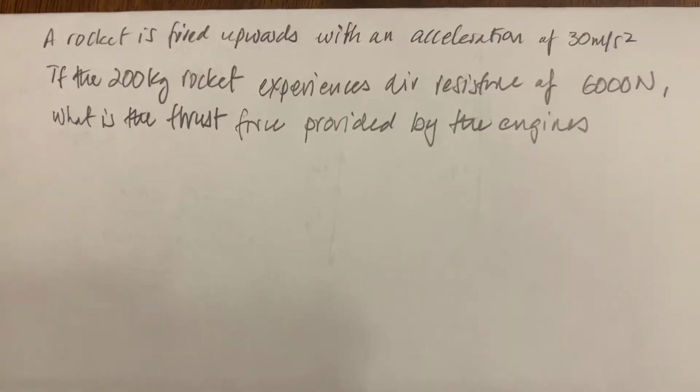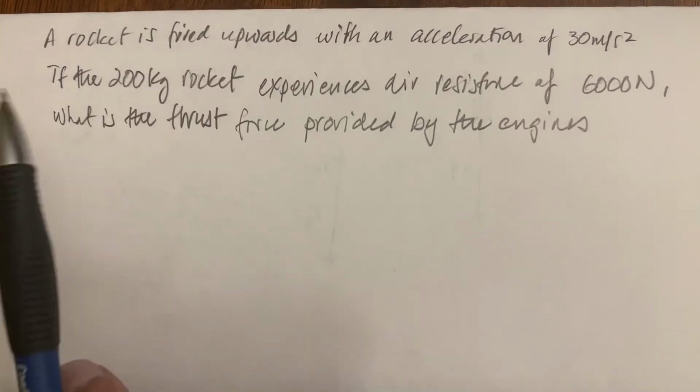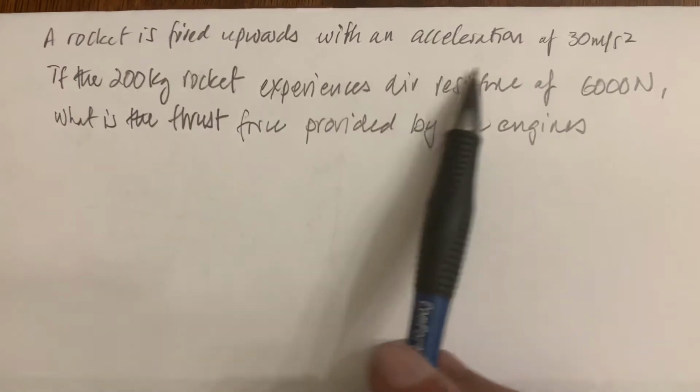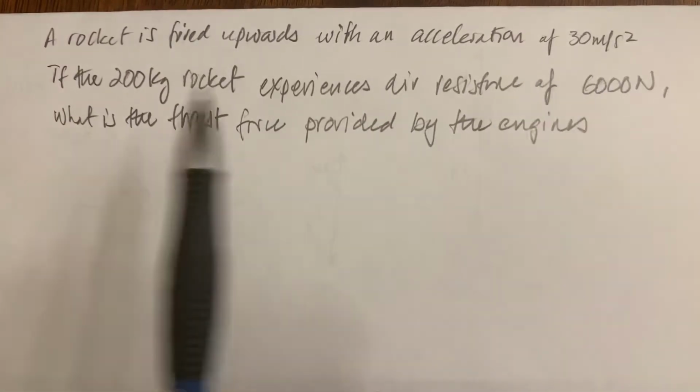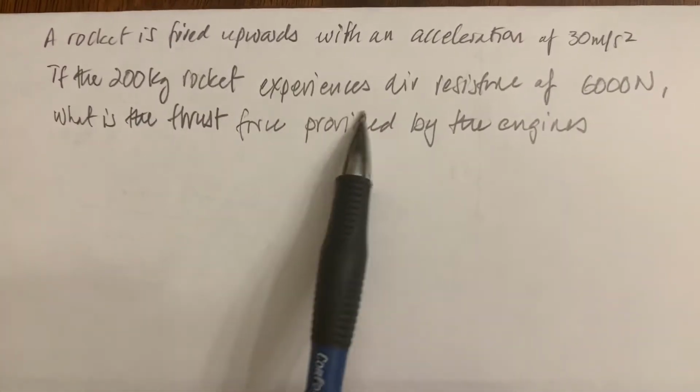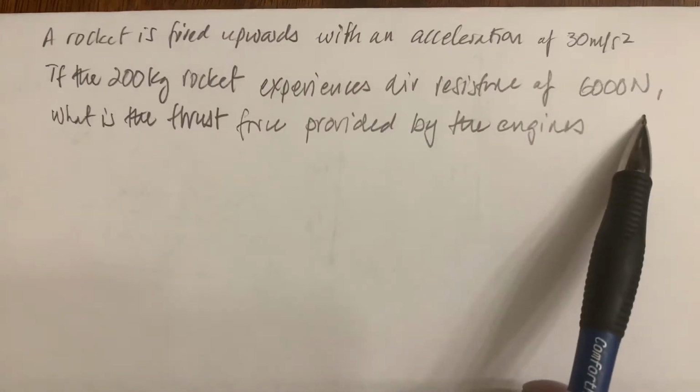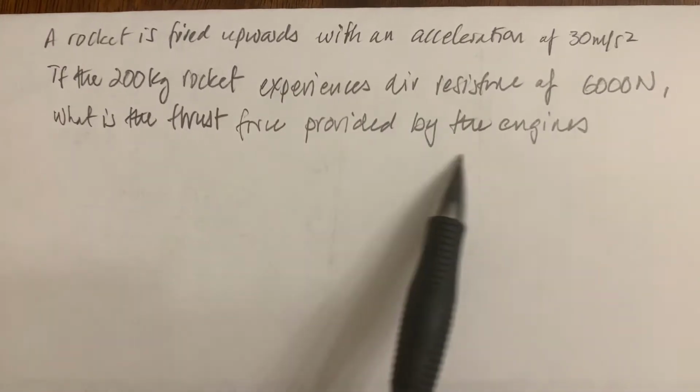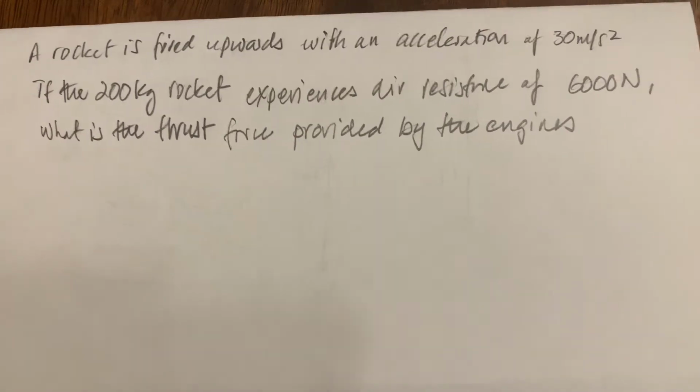Hello again. So today we're going to look at a simple problem. Again, it looks like it'd be kind of hard to do, but it's really not. A rocket is fired upwards with an acceleration of 30 meters per second squared. If the 200 kg rocket experiences air resistance of 6,000 newtons, what is the thrust force provided by the engines?